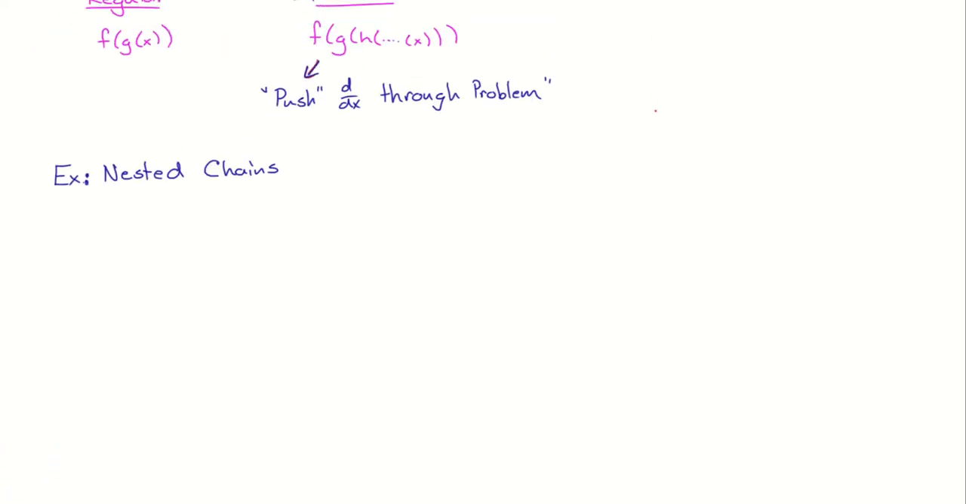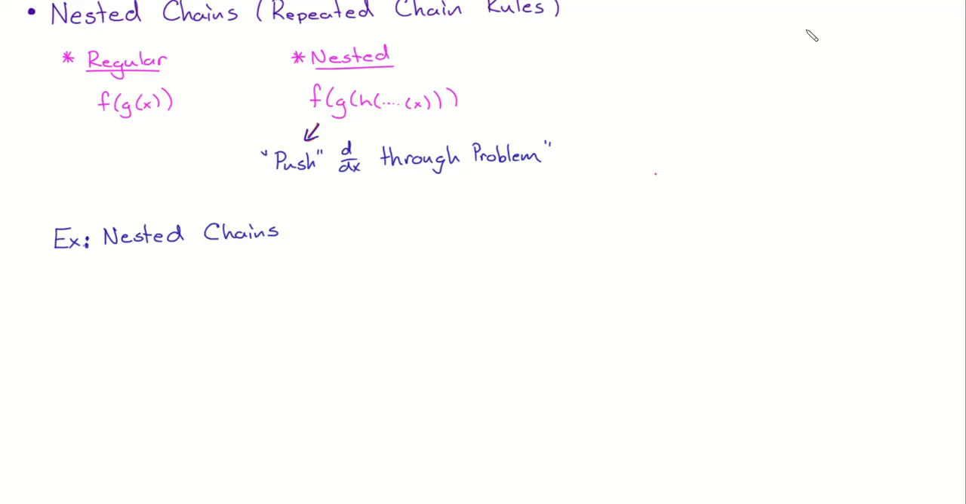Okay, we are just going to push d/dx through our problem. And for our first one, let's say I want the derivative, so d/dx of the cosine of sine squared x. Now, the good news is that we don't even have to be able to recognize here and now that this is a nested chain. If you do recognize it, awesome, but if you don't, you're still fine with it.